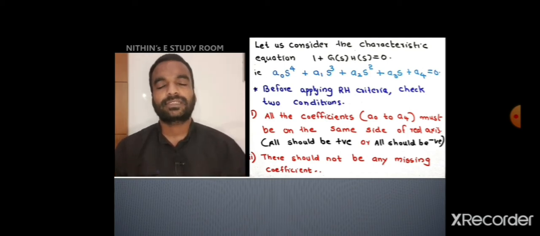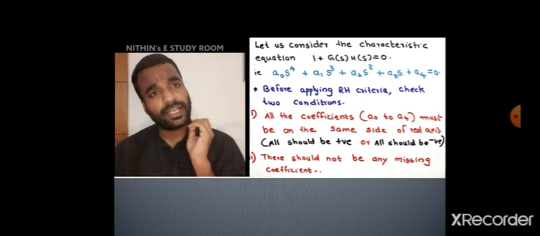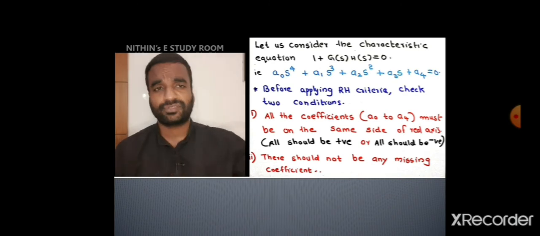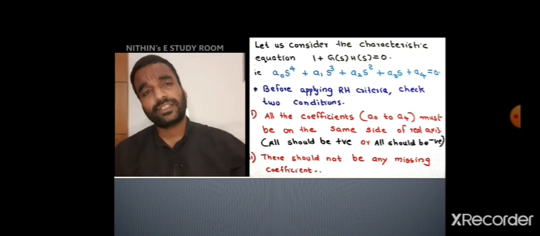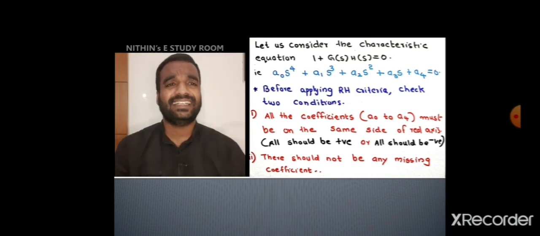We are not suggesting all should be positive or all should be negative. If A0 is positive, A1, A2, A3, A4 all should be positive. If A0 is negative, all should be negative. There should not be any sign change.